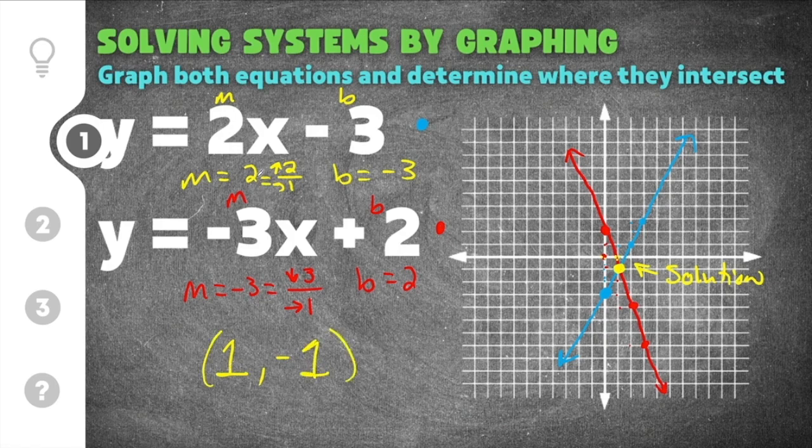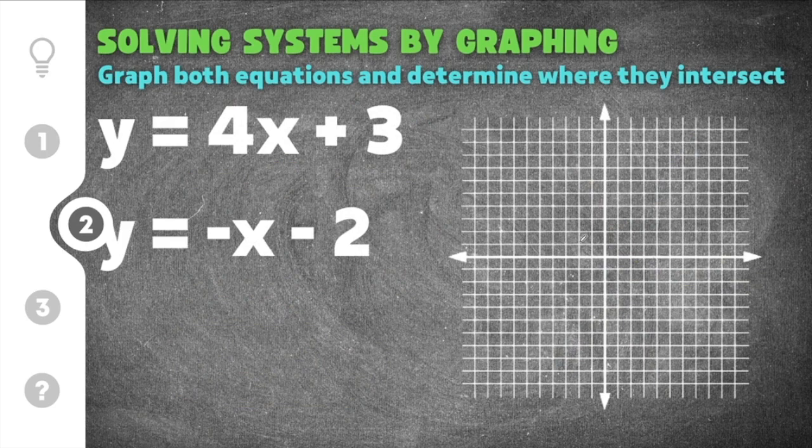So our solution to this system is going to be positive 1 for x, and then negative 1 for y. Moving on to the next system of equations that we're going to solve by graphing.